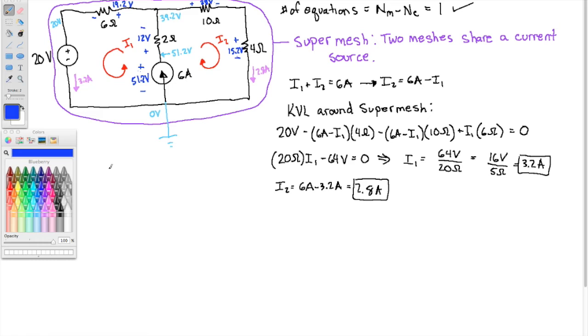Good. And if we wanted to, then we could find the power in each component, but we won't do that. We just want to keep practicing our mesh analysis. Okay, so we're going to move on to another example.